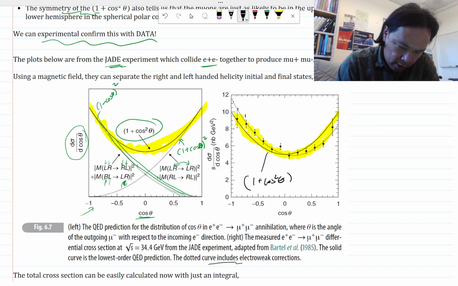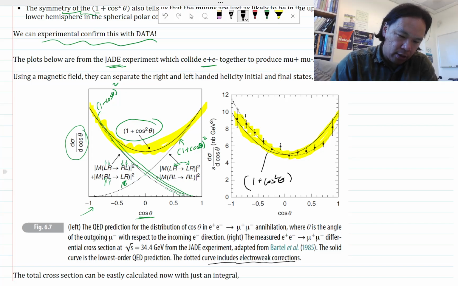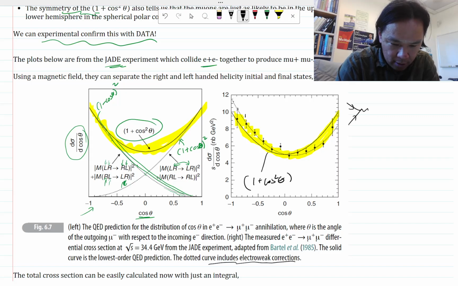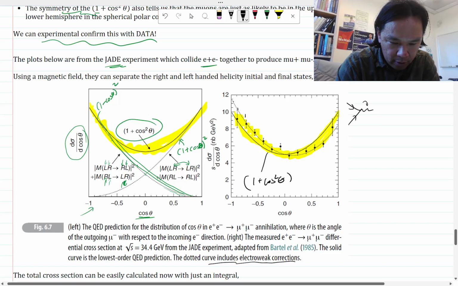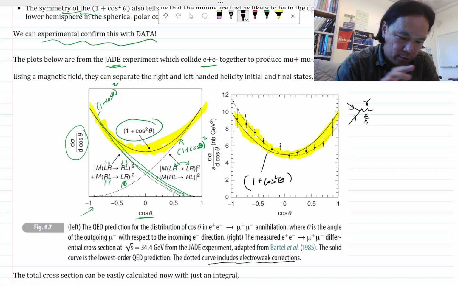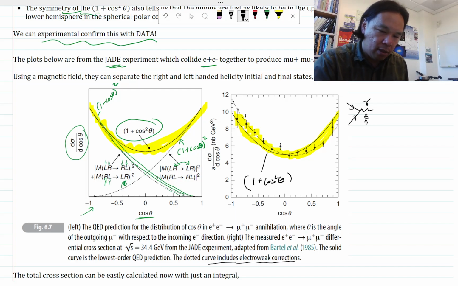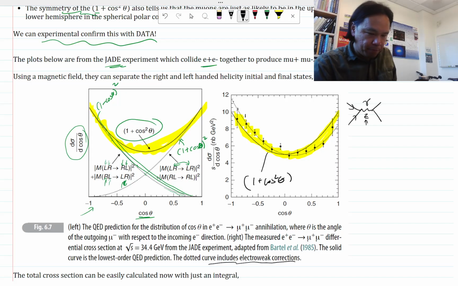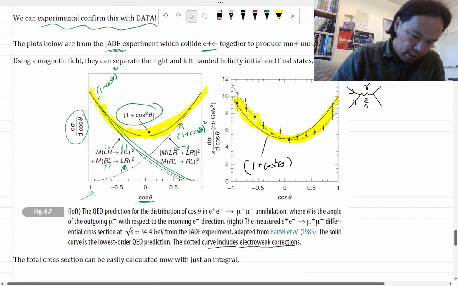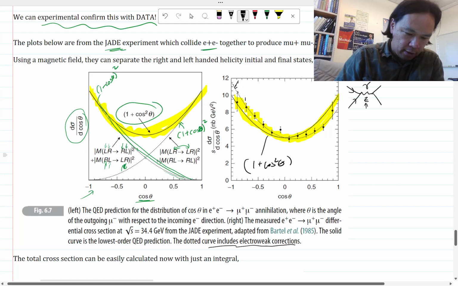Oh, the dashed line is a little bit of electroweak correction. By electroweak correction, that means maybe not all of them interacted with a photon. It could have done this with a Z also, which does not obey the same symmetry as quantum electrodynamics. That's why this dashed line is slightly different from 1 plus cosine squared theta.